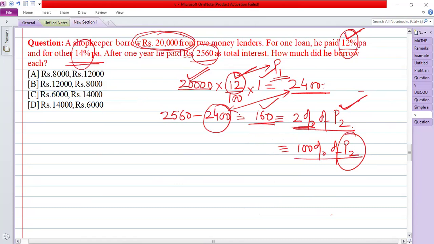So for that, here I am multiplying by 50. Even this side I should multiply by 50, and that will give me nothing but 8,000. So what will be the P2 amount? It will be 8,000. So once the P2 amount is there, can we calculate P1? Yes, we can calculate P1. That will be nothing but 12,000. Okay. That is nothing but 20,000 minus 8,000.